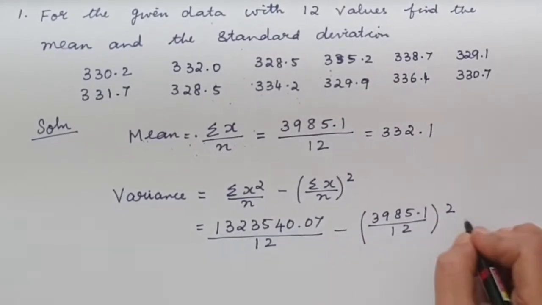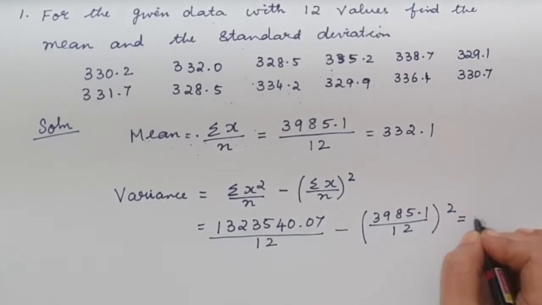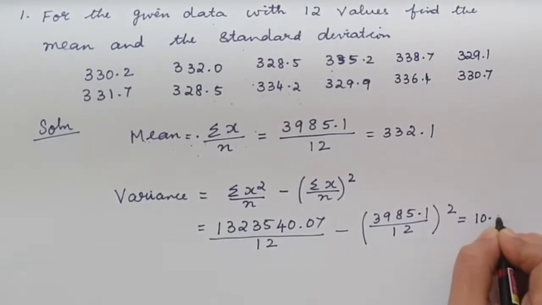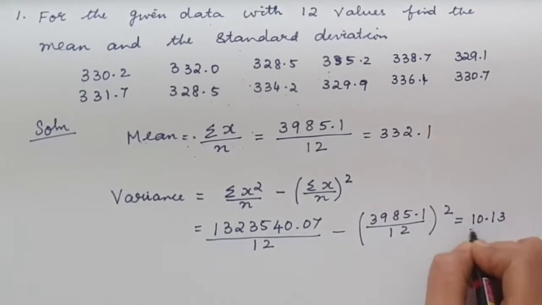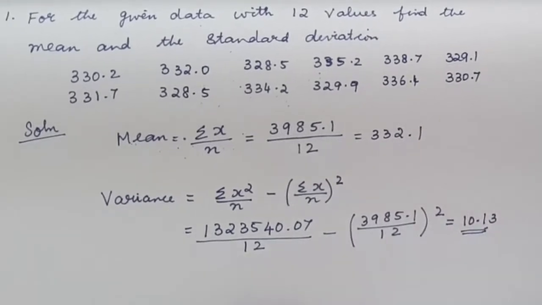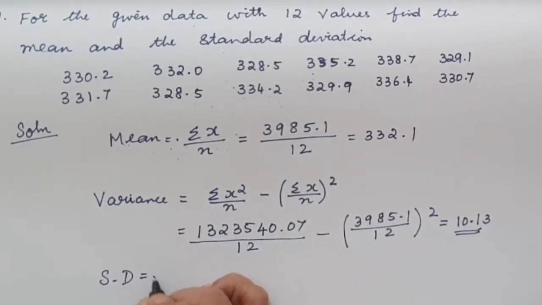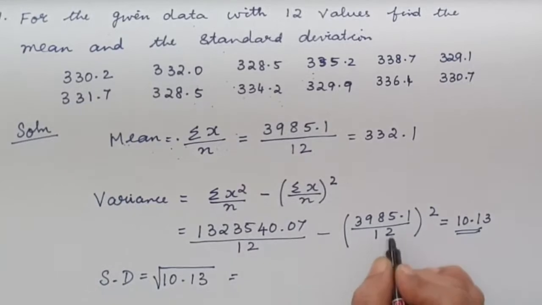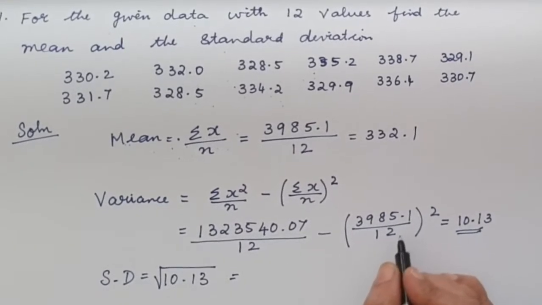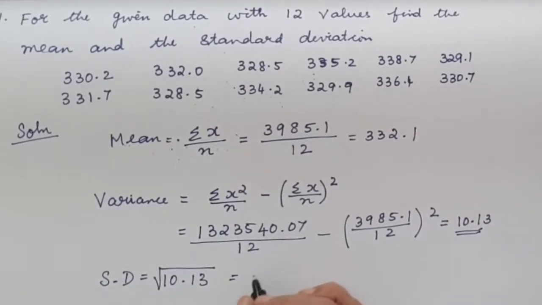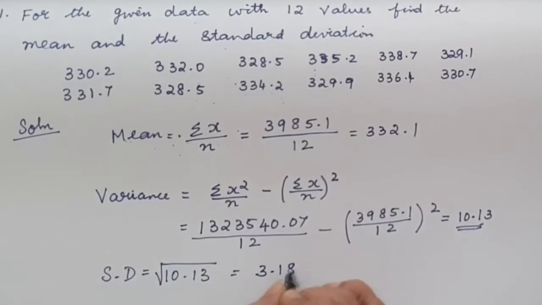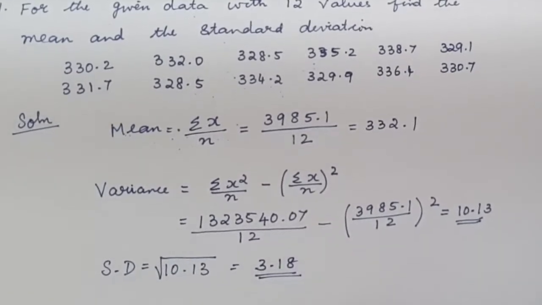When you simplify this using your calculator, we get 10.13. This is the answer for variance. Then our standard deviation will be the square root of 10.13, or you can just take the square root of the entire value you have got in your calculator, and we get our answer as 3.18.